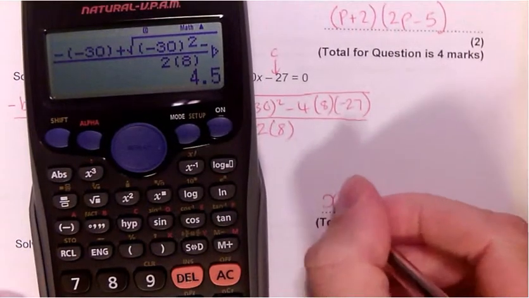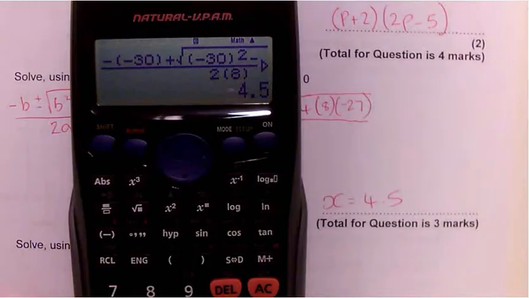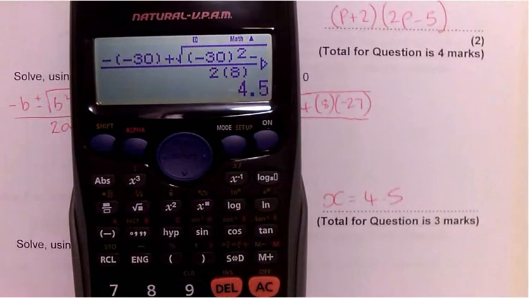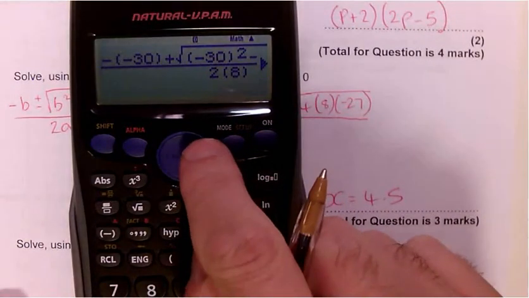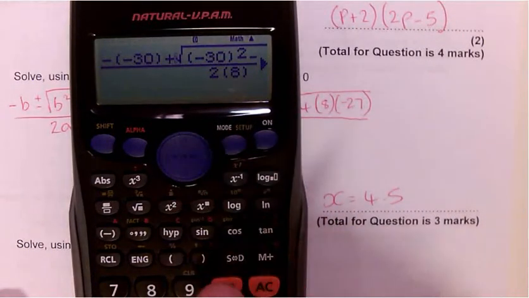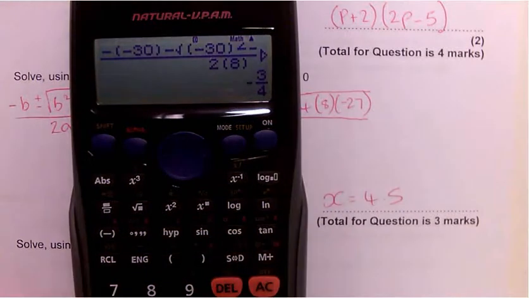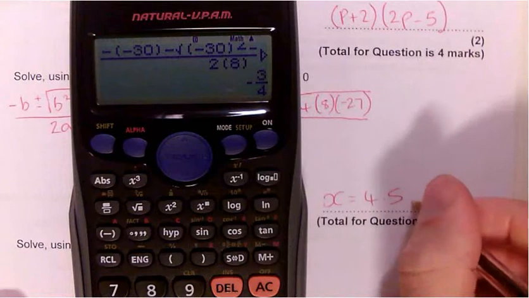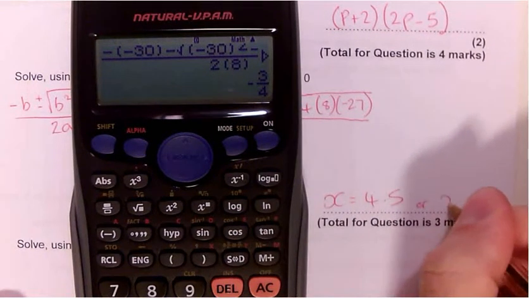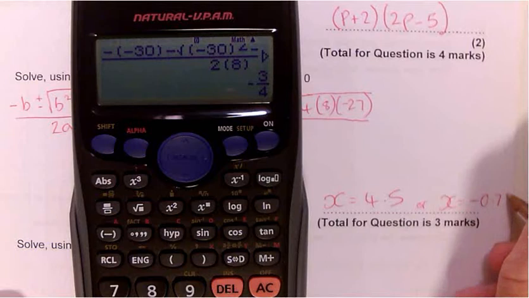X equals 4.5. Now when I did that, you see here it says plus the square root. I need to change that now to a minus. All I do is scroll back until I get to here, change it to a minus, and press equals again. Minus 3/4. Or x equals minus 0.75.